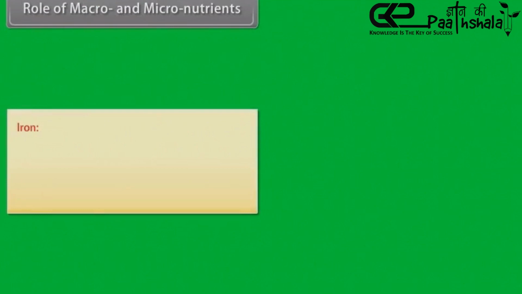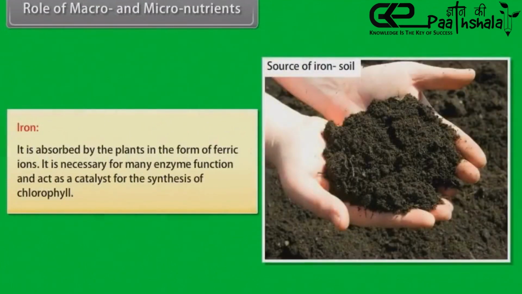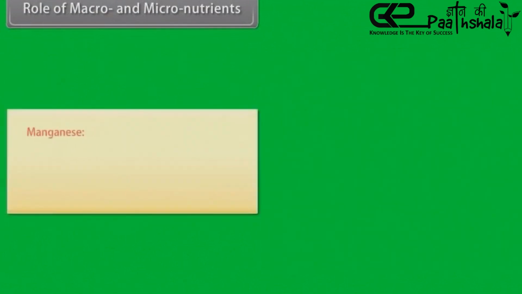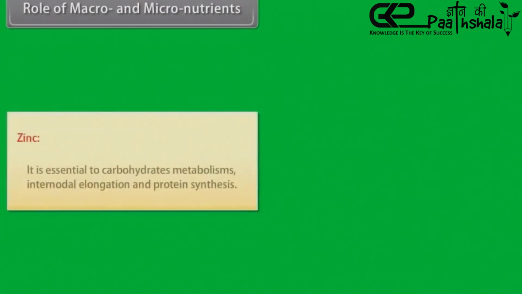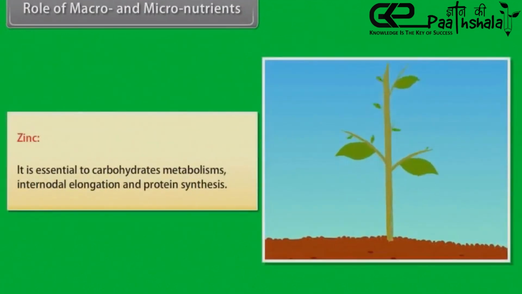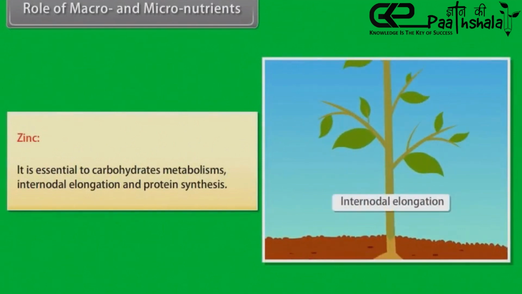Iron. It is absorbed by plants in the form of ferric ions. It is necessary for many enzyme functions and acts as a catalyst for the synthesis of chlorophyll. Manganese. It plays a crucial role in enzyme activity for photosynthesis, respiration and nitrogen metabolism. Zinc. It is essential to carbohydrate metabolism, internodal elongation and protein synthesis.